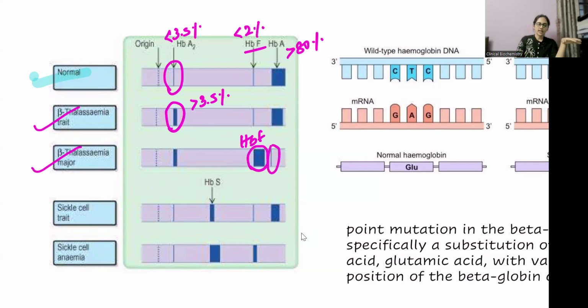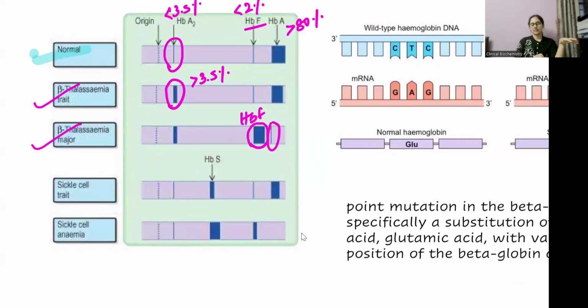Okay. Now look at sickle cell trait and sickle cell anemia. What is sickle cell trait? Sickle cell trait is a heterozygous condition where you have both the abnormal hemoglobin and normal hemoglobin. Normal is HbA, adult hemoglobin, so that is also present. But you have a special fraction which is HbS, the sickle hemoglobin, that will be present.